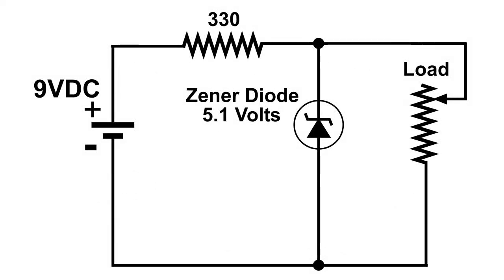Here is the circuit. We have a 9-volt battery all the way over to the left, and that goes into a 330 ohm resistor, and across the battery and the resistor is our Zener diode. Then across the Zener diode is our load.